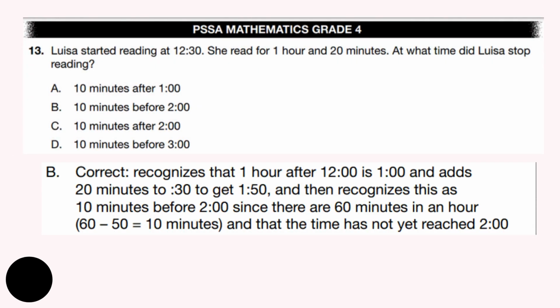All right, so first you need to recognize that 1 hour after 12 is 1, and add 20 minutes, that is 1:50. So then recognize this is 10 minutes before 2, since there are 60 minutes in an hour, so the time has not yet reached 2. So the answer is B, that is 10 minutes before 2.